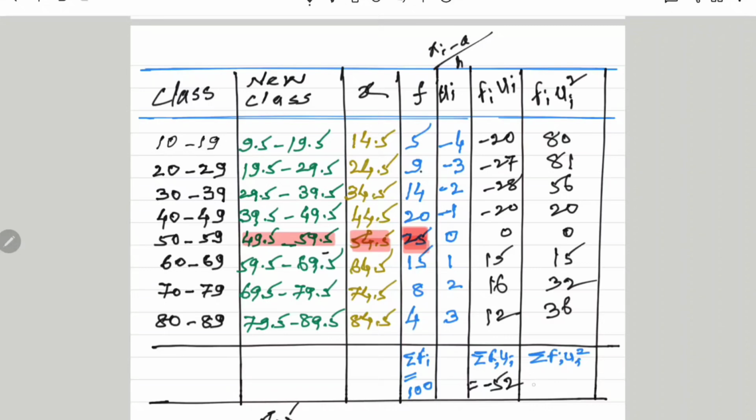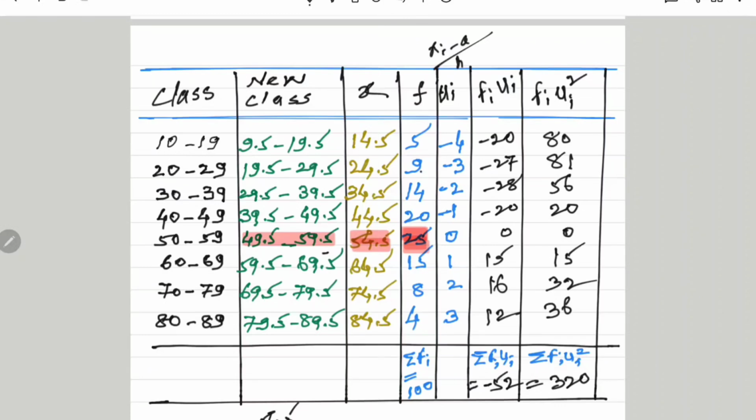Then take the addition of all this: 80 plus 81 plus 56 plus 20 plus 15 plus 32 plus 36. By calculator, we get that sum as 320. Here the table is completed.